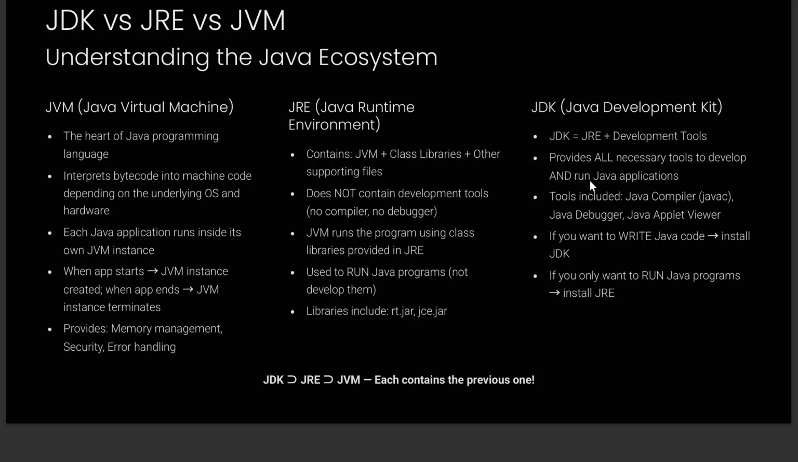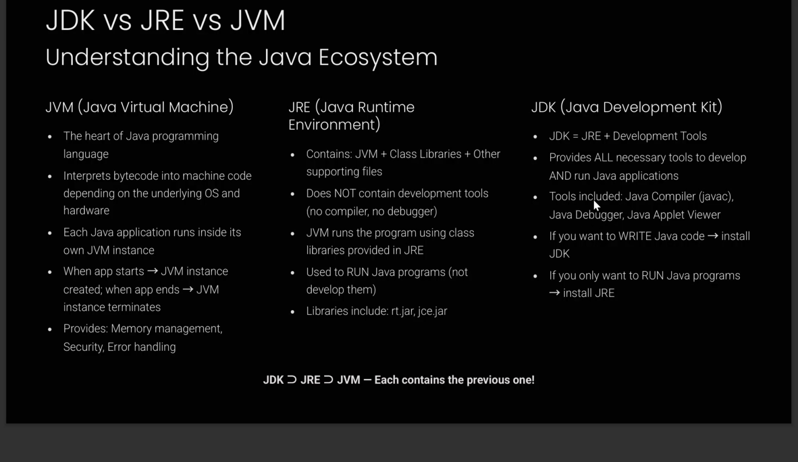And now, what is JDK? This is a very important thing. JDK means Java Development Kit. It is a combination of JRE and developer tools. JVM is there, and the combination of JVM plus some class libraries is JRE, and now the combination of JRE with development tools, such as the Java compiler, debugger, and applet viewer, etc. All of these development tools put together alongside JRE are called JDK, which is Java Development Kit. This provides all the necessary tools to develop and run your Java applications.